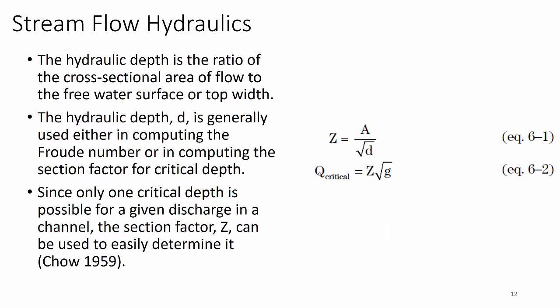Streamflow hydraulics. The hydraulic depth is the ratio of the cross-sectional area of flow to the free water surface or top width. So the hydraulic depth D is generally used in either computing the Froude number or in computing the section factor for critical depth, like we've discussed earlier. Since only one critical depth is possible for a given discharge in a channel, the section factor Z can be used to easily determine it. So critical depth equals Z to the g, or square root of gravity, and Z equals A over square root of D. So critical depth equals A over square root of D times square root of gravity.